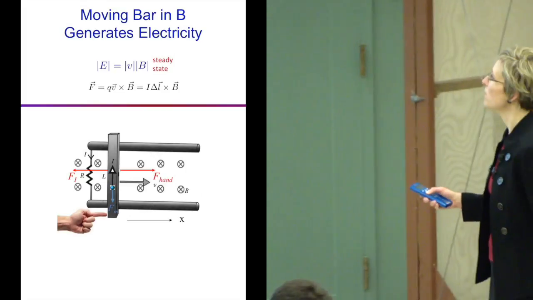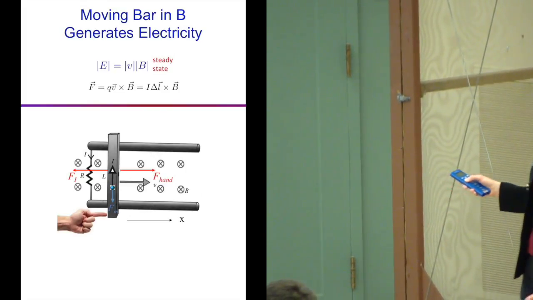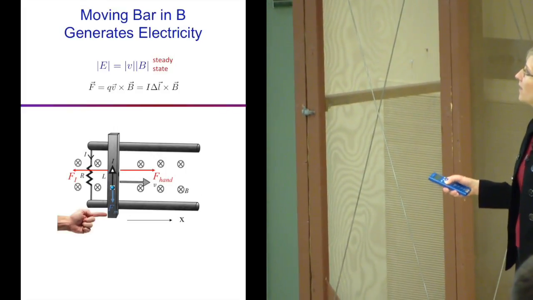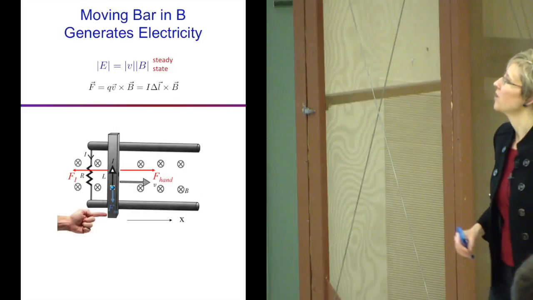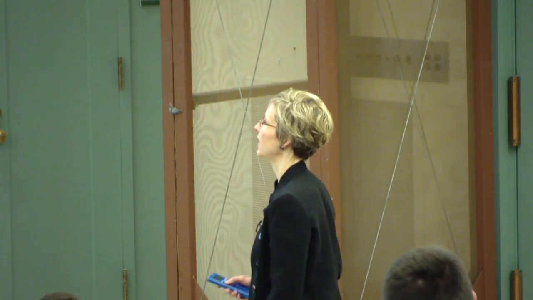So to keep the bar moving at constant velocity, I'm fighting that force from the magnetic field, which, as we said, is I delta L cross B. And it's got to be equal and opposite to the force of the hand. And the magnitude of that is ILB, okay? Why did I skip the sine theta? Yeah, exactly. Everything's at right angles here. And sine of a right angle, sine of 90 degrees, is 1.